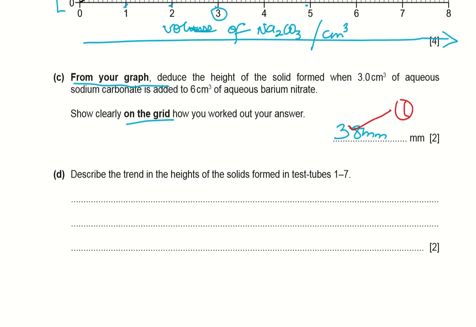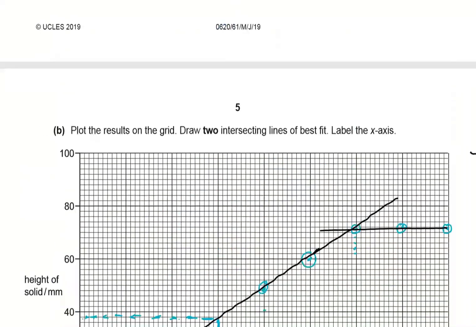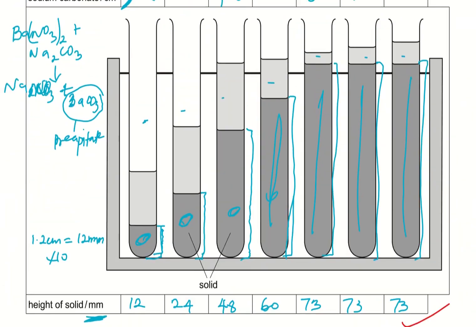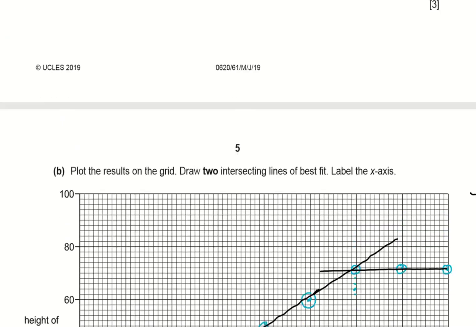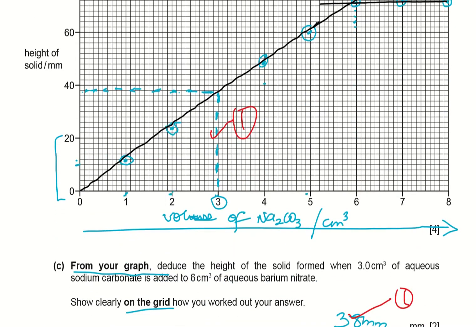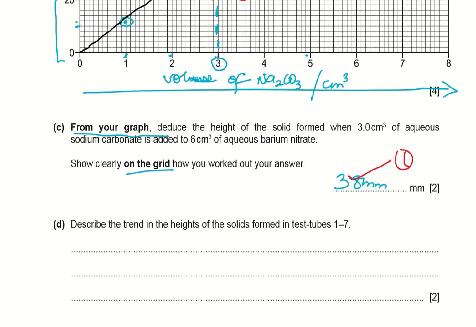The next question: describe the trend in the heights of the solid formed in test tube 1 to 7. Let's look at the height again. You can see that from test tube 1 to 7, the height increases, then later levels out, and that is exactly what is shown on the graph. The graph actually tells us pictorially, diagrammatically, at a glance, how the height of the precipitate in the test tubes varies. So how do you put your responses down?